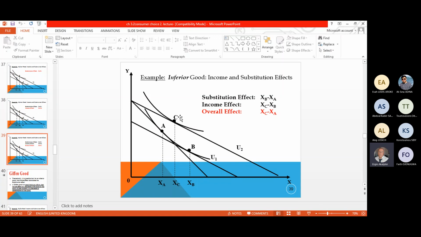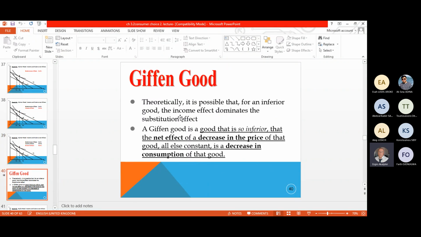And the overall effect is, as you see, very small. The difference between XC and XA is very small because of the inferior good. And theoretically, it is possible for an inferior good that the income effect dominates the substitution effect.